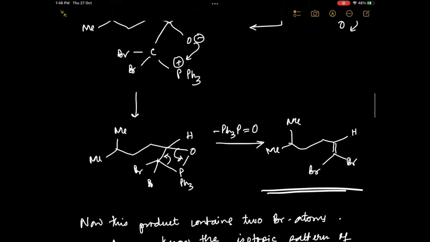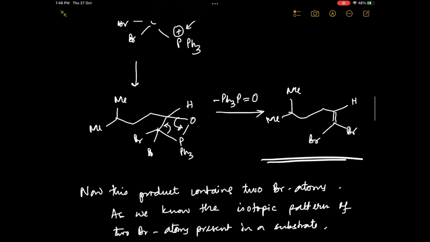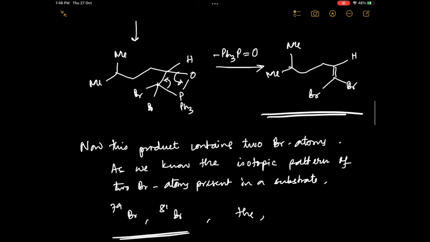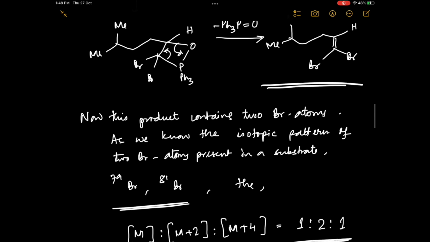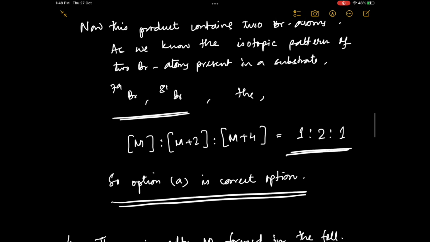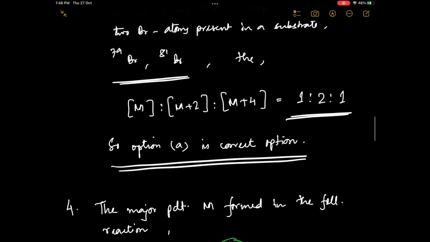So this final compound that we have, C=CBr2, has 2 bromine atoms, and as you know, there is an isotopic pattern for 2 Br atoms present in a substrate in a mass spectrum. Br has 2 isotopes, with mass numbers 79 and 81. So there is a difference of 2 units, and hence we understand that the signature, that is M to M plus 2 to M plus 4, would be 1 to 2 to 1, which is the correct option. So option A is the correct option in this question.